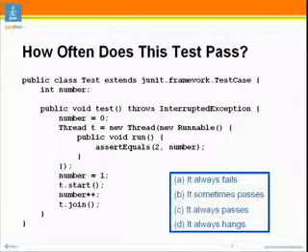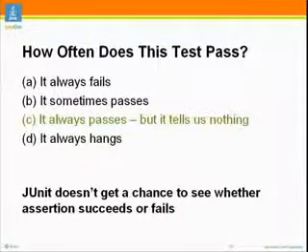Yep. So let's see what this program does in fact do. It always passes, and it tells us nothing. Yes, you got it right. The problem is that JUnit doesn't get to see whether or not the assertion fails. Let's take a look at that code.